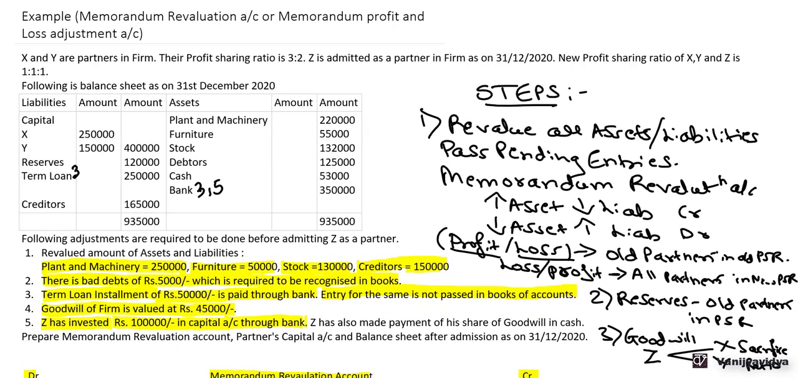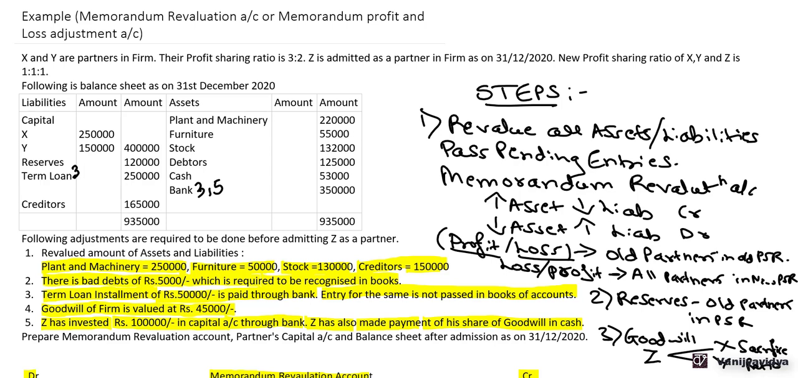Next, Z has also made payment of his share of goodwill in cash. So, Z has brought in his share of goodwill in cash. What is the share of goodwill of Z? 45,000 was the total goodwill of the firm. Share of Z was 1/3 of 45,000, that is 15,000. Now, this 15,000 is brought in cash by Z.